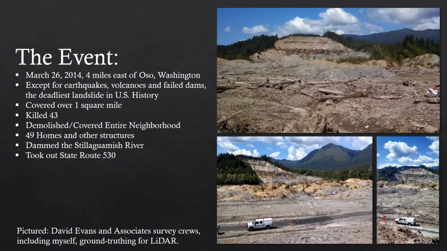It completely dammed the Stillaguamish River, which ran right through that valley, and backed it up miles up into the valley, which made it much more difficult for emergency workers to get in there and look for people. And it also took out State Route 530, which was the state highway which went through the town.